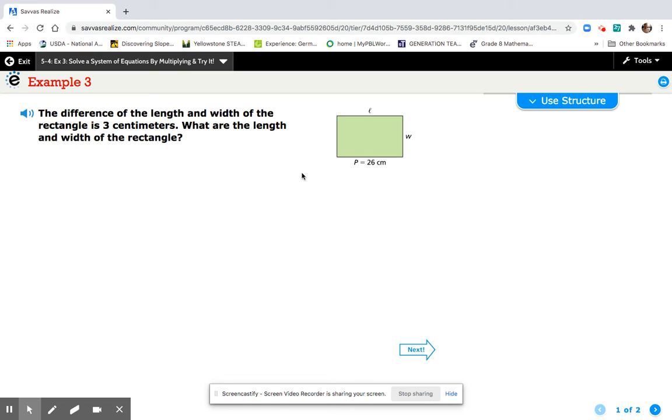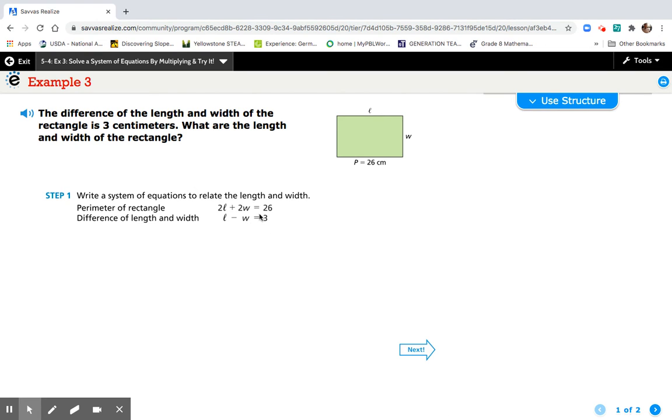Okay, here we're looking at this rectangle, and they're asking what are the length and width of the rectangle. Now, we're going to write a system here. If the perimeter is 26, this is the equation for perimeter, and the second equation comes from it. It says the difference of the length and width of the rectangle is 3 centimeters. So here we see that difference, and it's equal to 3. Right. So based on the information they give us, we write this system of equations here.